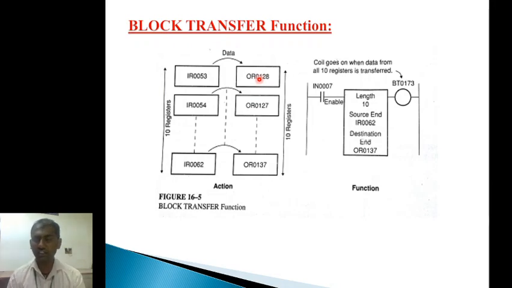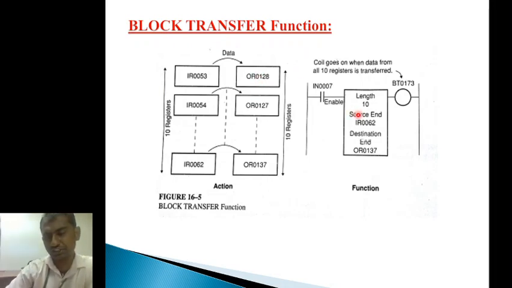So for transferring the 147 bits, we can use 10 registers. But without using 10 registers, we can transfer the total data by using a single register. That single register is nothing but a single function, a move function. That single function is called the block transfer function.